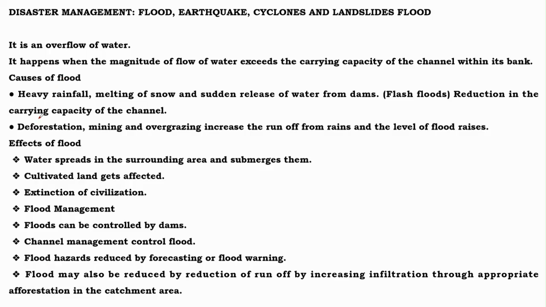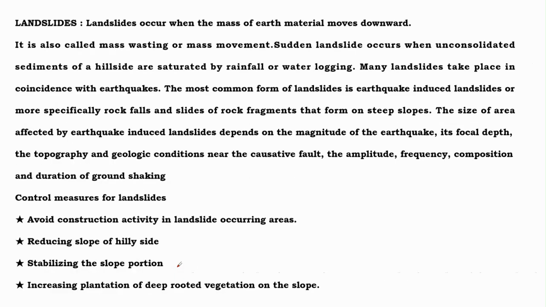Here it is due to rainfall, deforestation and the effects of water scarcity in the surrounding area. Cultivating land gets affected. Flood management: floods can be controlled by dams and channel management. Flood hazards can be reduced by forecasting and flood warning. Floods may also be reduced by the reduction of runoff by increasing infiltration through appropriate afforestation in the catchment area.